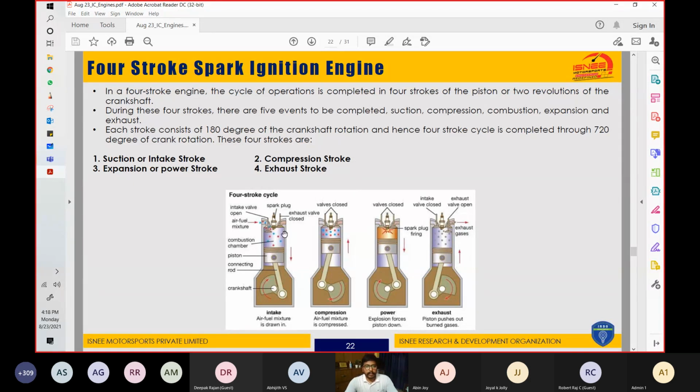So this first stroke, the intake stroke, then this second stroke, this compression stroke, then this third stroke, power stroke, and then exhaust stroke. So we'll understand it with the help of a video.